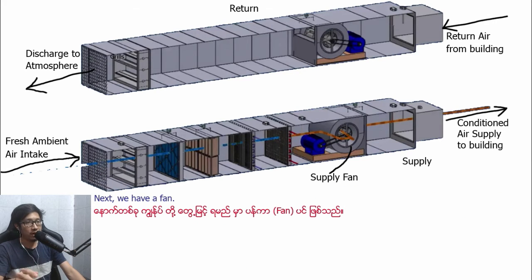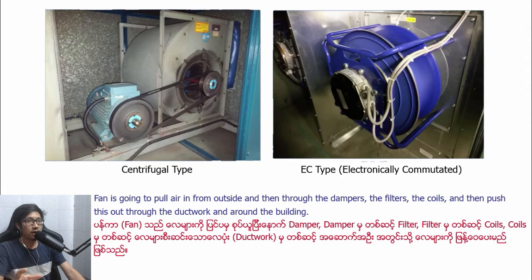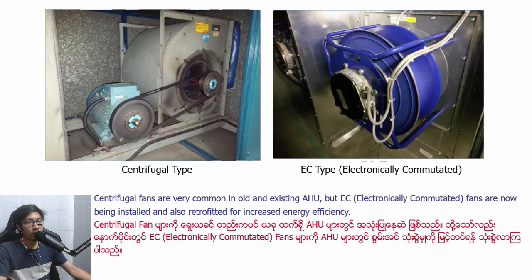Next, we have a fan. The fan is going to pull air in from outside and then through the damper, the filter, the coil, and then push this out through the ductwork and around the building. Centrifugal fans are very common in old and existing AHUs, but EC (electronically commutated) fans are now being installed and also retrofitted for increased energy efficiency.